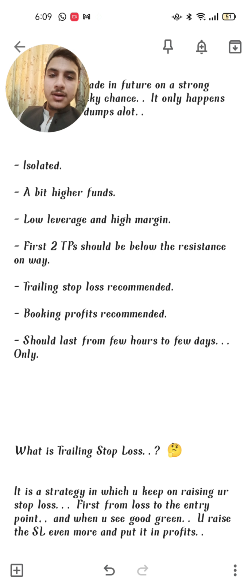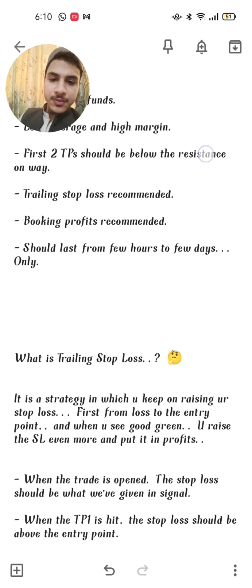And the first two TPs should be below the resistance on the way. We find the resistance and the two TPs are below the resistance so that we book our profits. Trailing stop loss recommended, booking profits recommended, and the trade should last from a few hours to a few days only. This trade should last from a few hours to a few days.